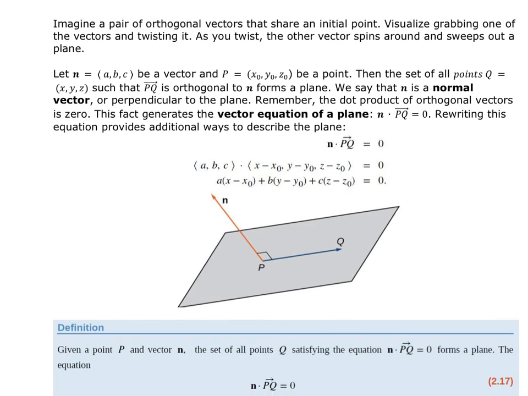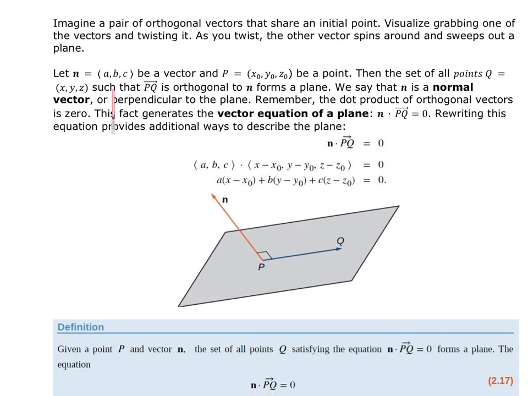So we're going to let n, this vector n, be a vector and p be some point. Then the set of all points q equal to x, y, and z such that p to q is orthogonal to n forms a plane. We see that n is a normal vector, or perpendicular, to the plane. Remember, the dot product of orthogonal vectors is 0.